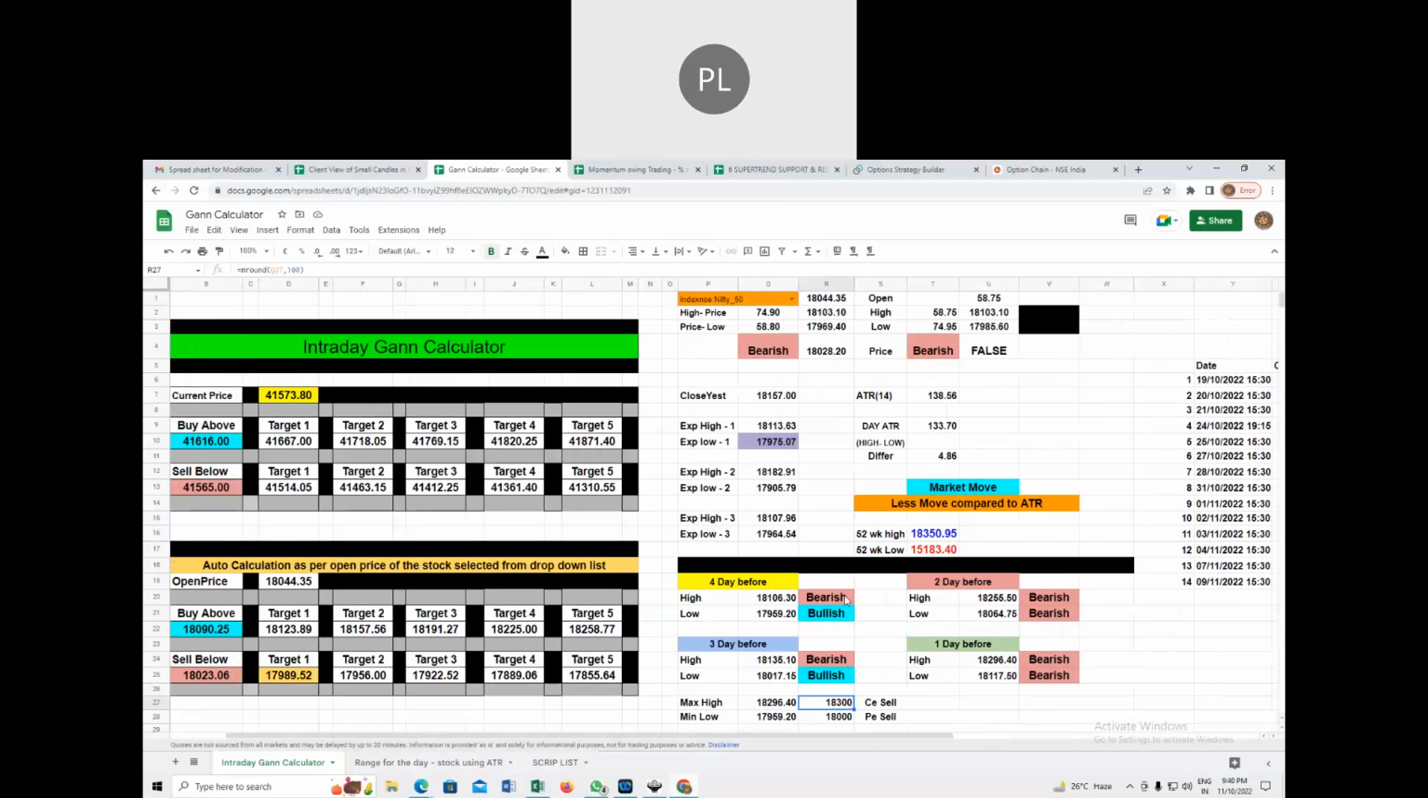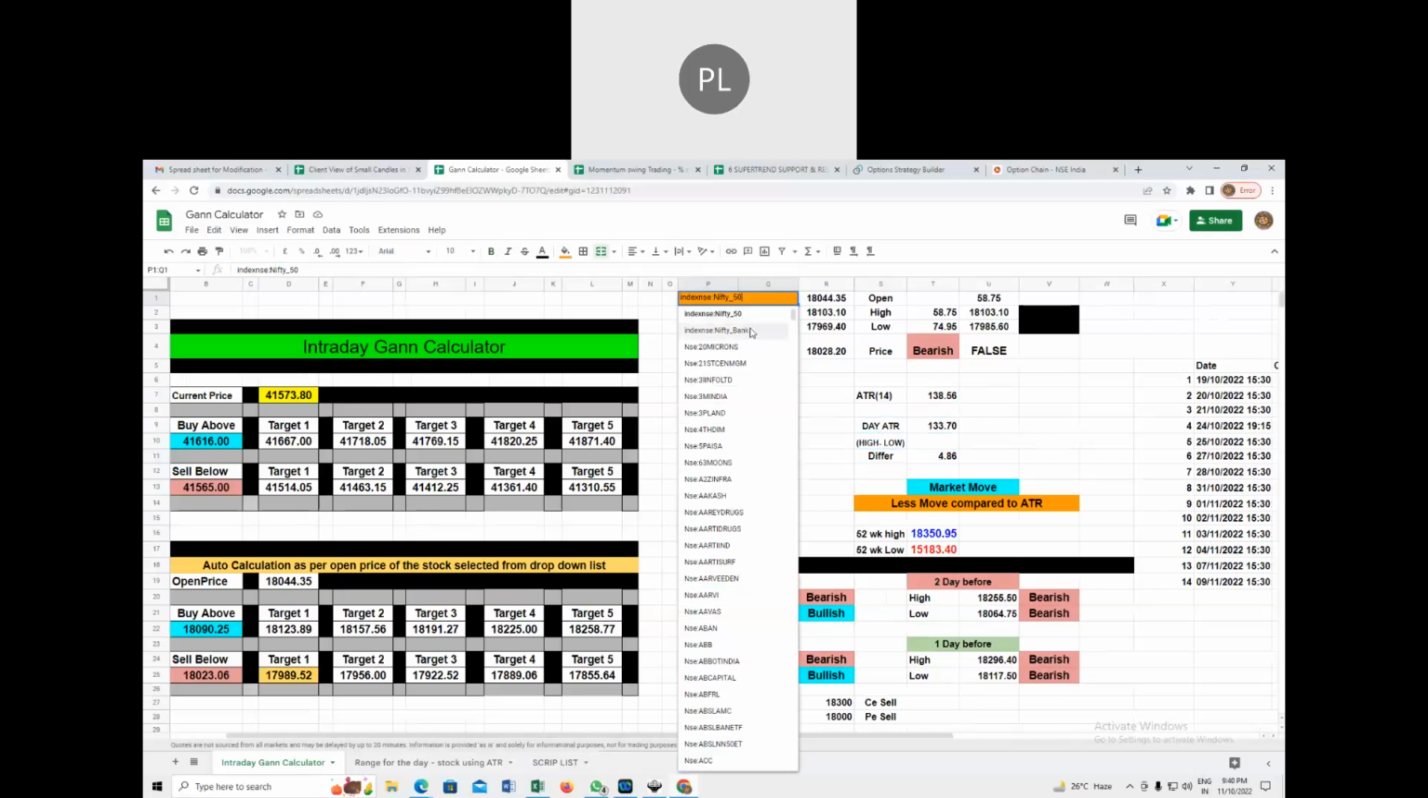Now if you see the daily ATR is 138 points, and today it has moved by 133 points. That means the difference was equivalent to what the ATR was giving us an indication.